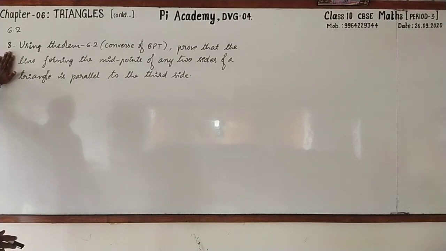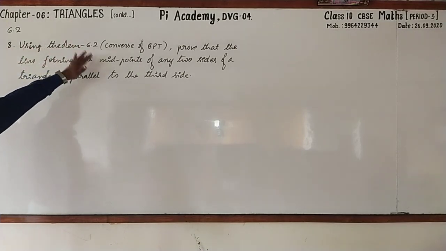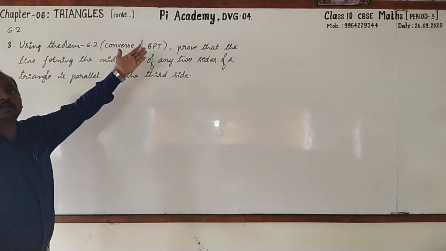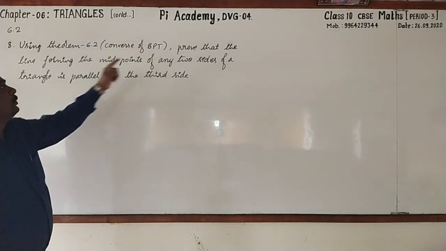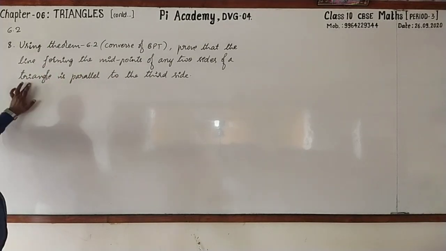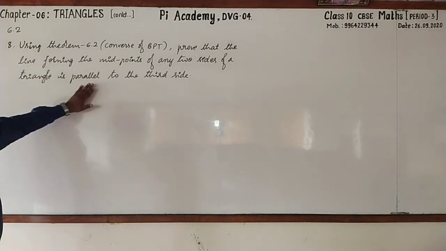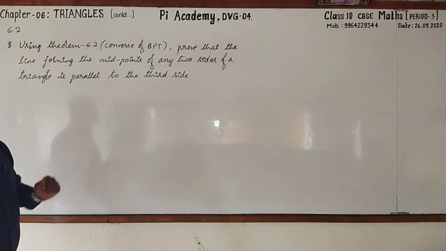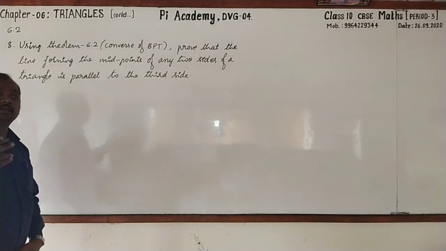Yes. Please go through this. 8th one. It is given like this. Using theorem 6.2, it is nothing but converse of BPT. Prove that the line joining the midpoints of any two sides of a triangle is parallel to the third side. Is it not simple? Definitely.